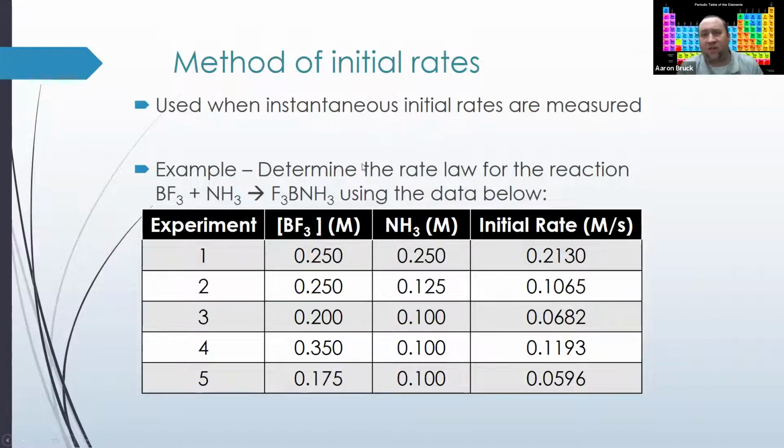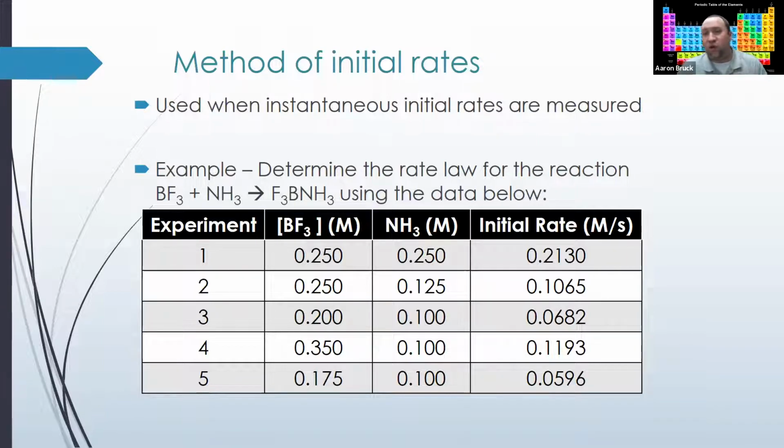Now, let's talk about the method of initial rates. The method of initial rates, and again, you will see this in the decomposition of hydrogen peroxide lab that you're going to do in lab in person this week. This is a method that is used when instantaneous rates are measured. Now, in the lab this week, you're not actually going to measure the instantaneous rate. You're going to measure the overall rate of reaction based upon how long it takes the reaction to reach its endpoint. But we could back correlate that value to find the initial reaction rate.